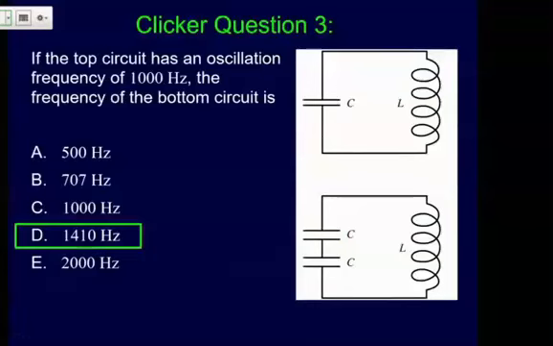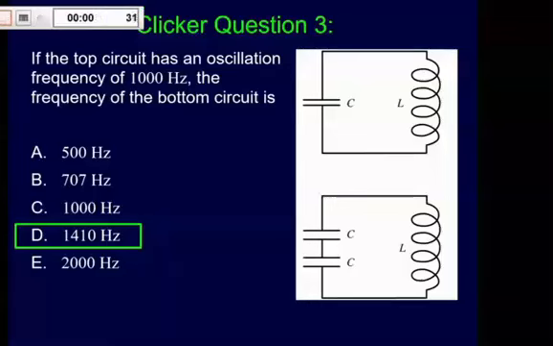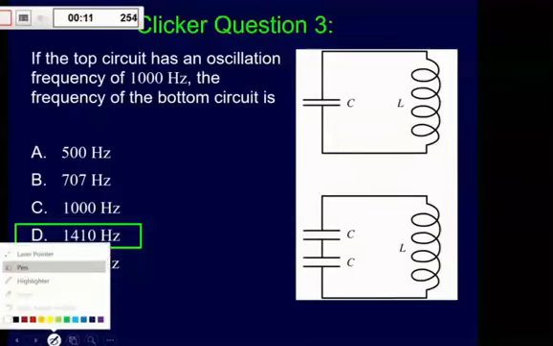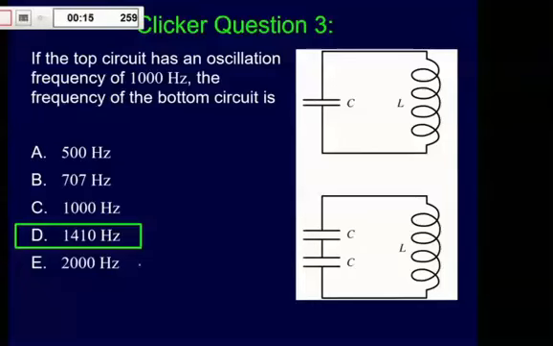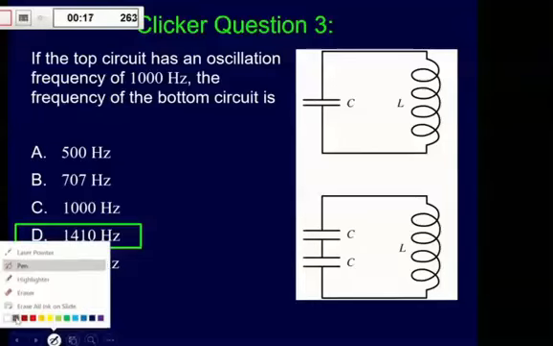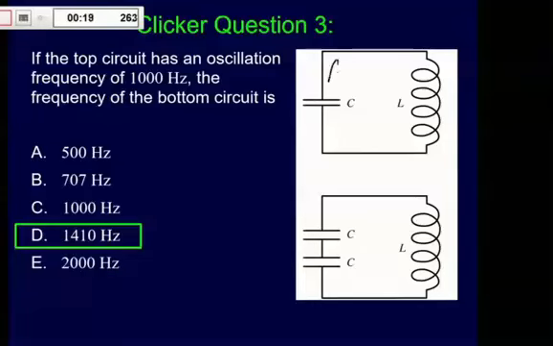Well, here, let's just answer it for kicks. Why not? So the idea here is that in this first case, the frequency is 1,000 hertz. The frequency that we use in this case over here is 1,000 hertz. And we want to know what's the frequency in the other case.